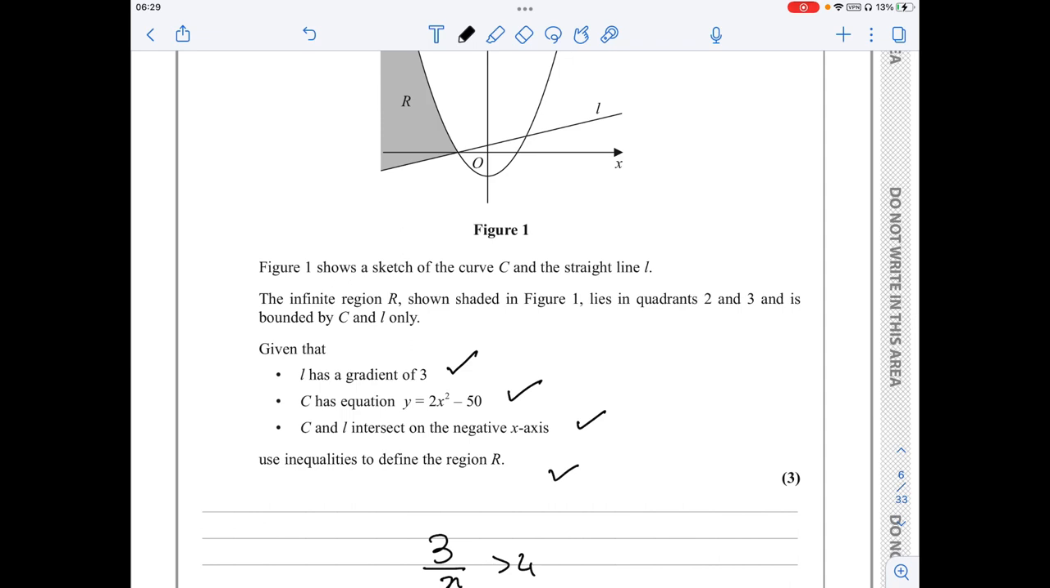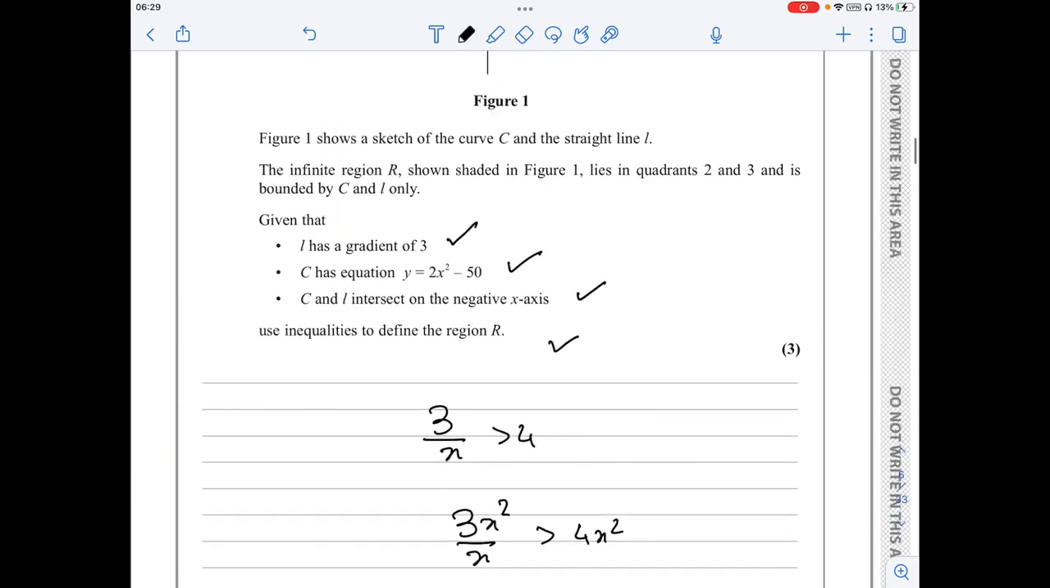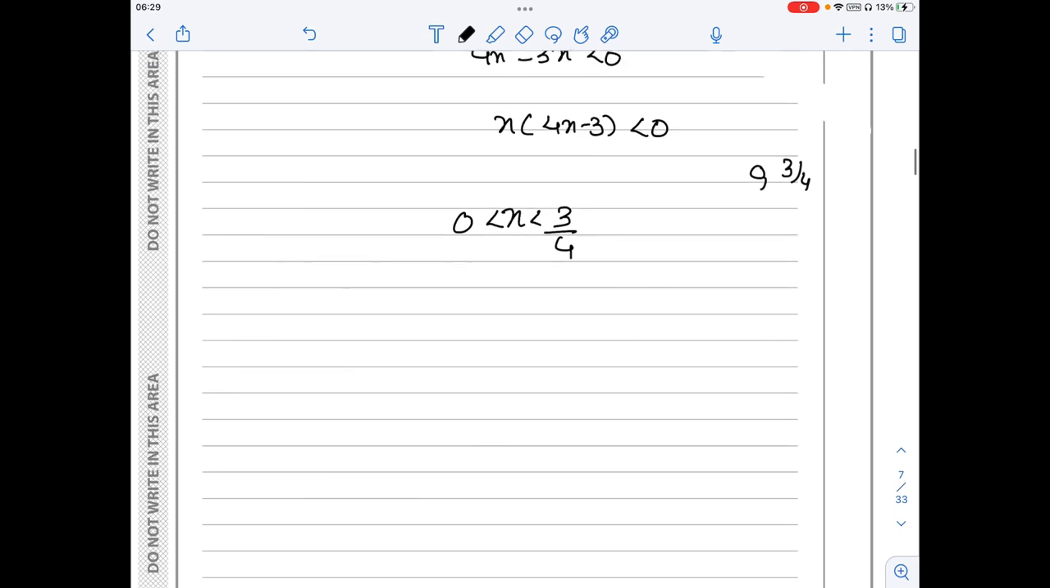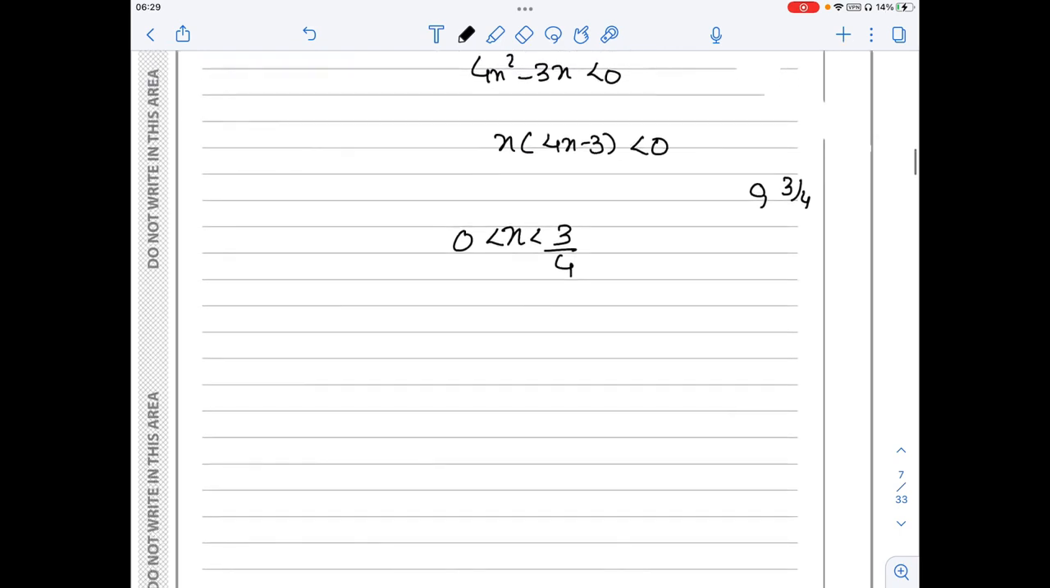It has a gradient 3 and it is passing through this point. So what is that point where the curve is intersecting the x-axis? So what is the curve? The curve is y equals to 2x square minus 50. So 2x square minus 50 equals to 0. So x square equals to 25. X equals to plus or minus 5.